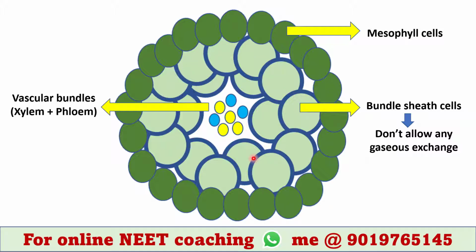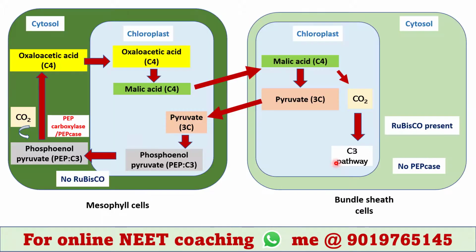Around bundle sheath cells, mesophyll cells are present. In these mesophyll cells, CO2 enters via stomata. In these plants, mesophyll cells lack Rubisco enzyme. Therefore, CO2 does not get any scope to bind Rubisco and to continue C3 cycle.